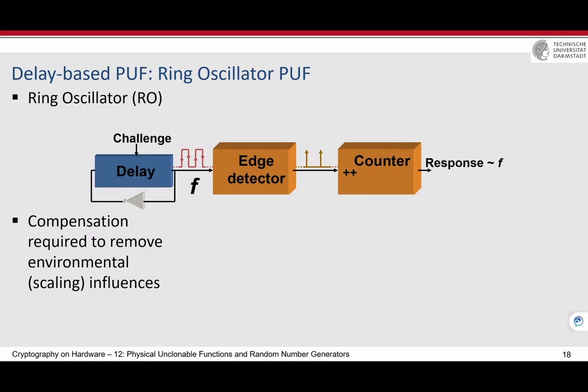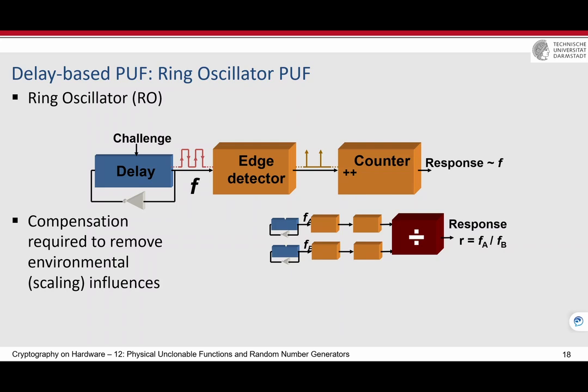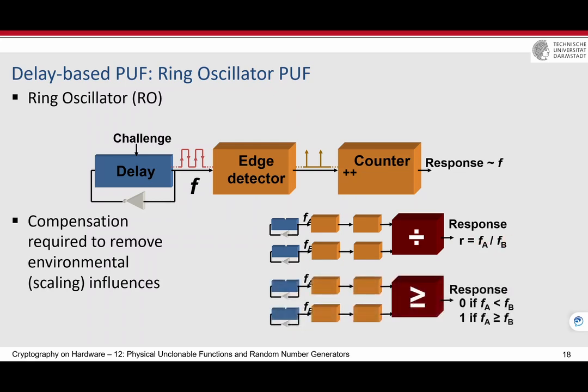the environmental noise. So the idea is to do something different. Have two oscillators and then divide the frequencies, because when the temperature goes up, or the power or the voltage goes up, this oscillates faster or slower. And if you divide the frequencies, you roughly get a proportional one. That should be okay. Or just check which one is faster, which one is slower.